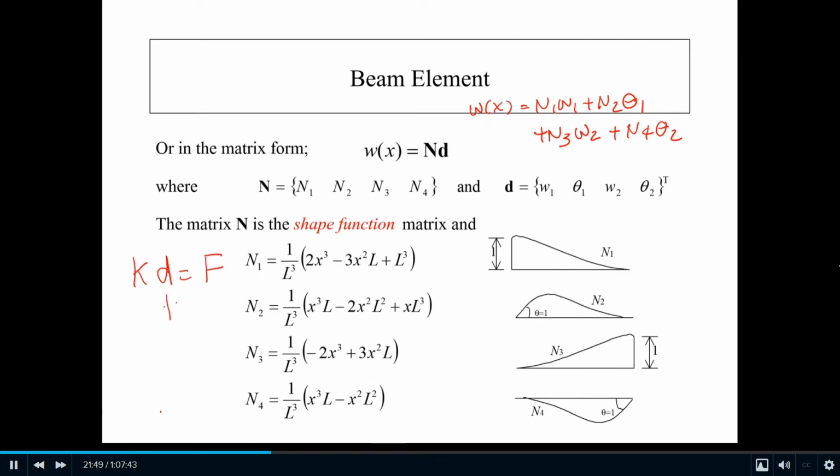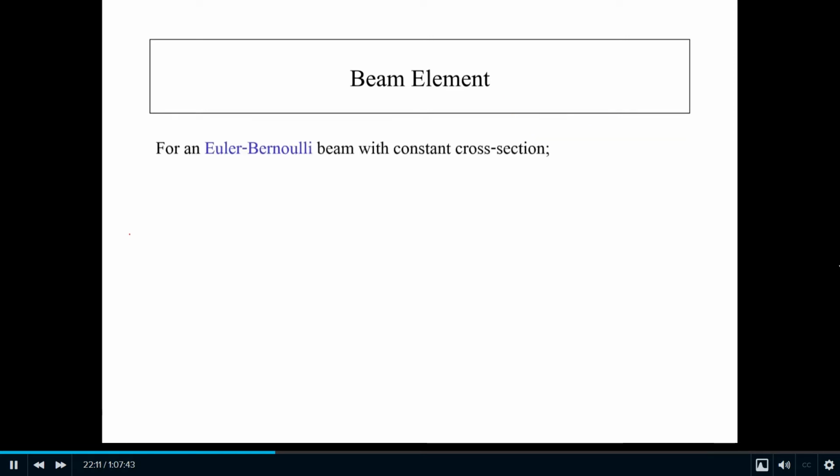D is of course the nodal variable, and F is the nodal force vector. We want this matrix that relates nodal variables and the nodal force vector. We don't have that at this time, so we need to derive it. To do that, we start by applying the beam equation that we know: moment equals EI times the second order derivative of deflection, and shear is the derivative of moment, which is EI times the third order derivative of deflection.